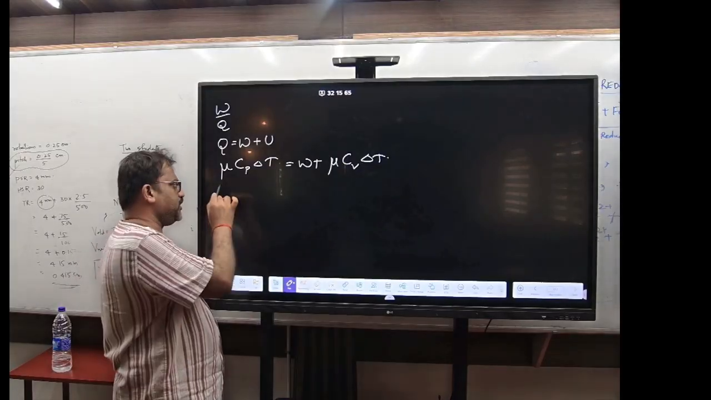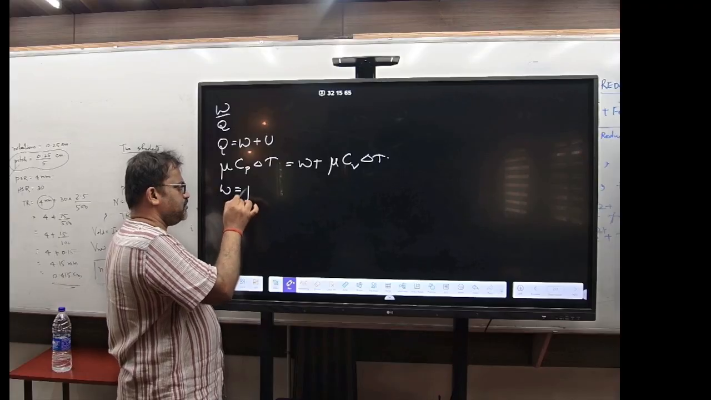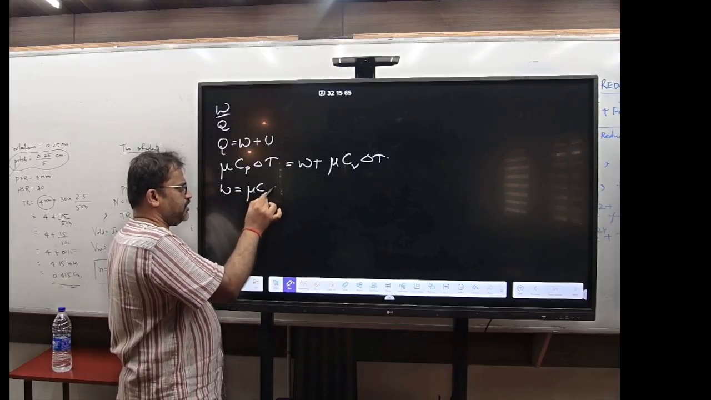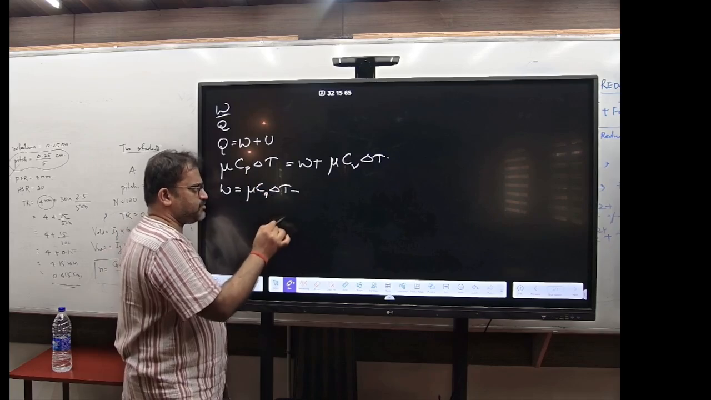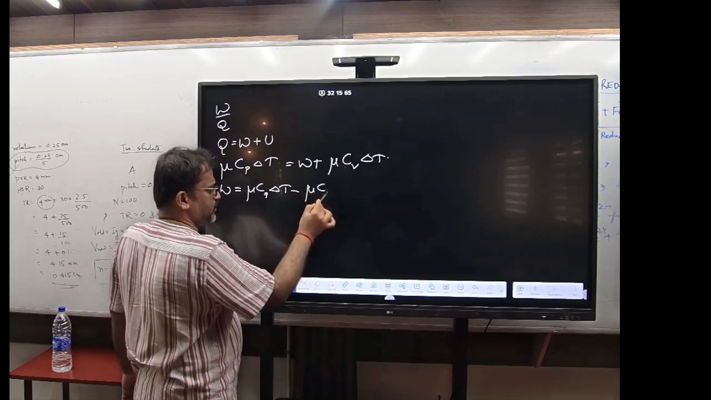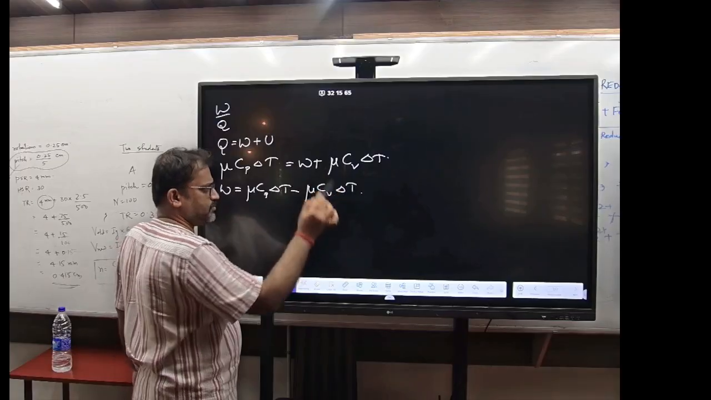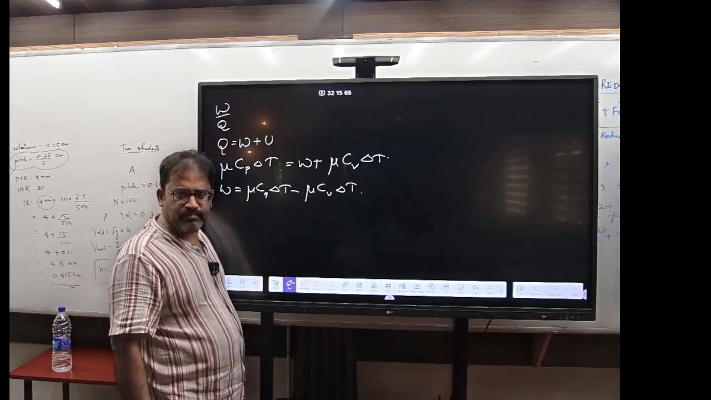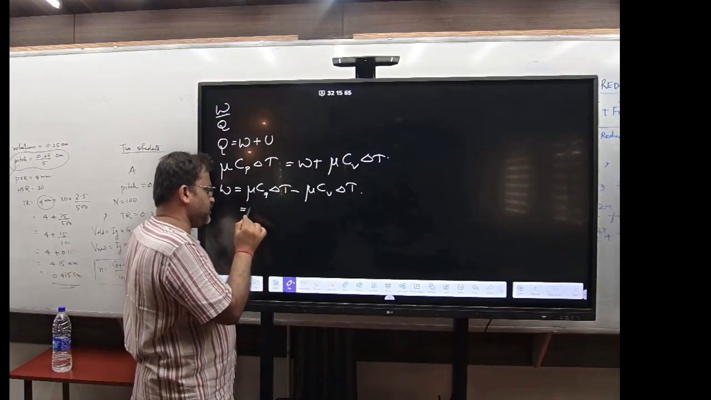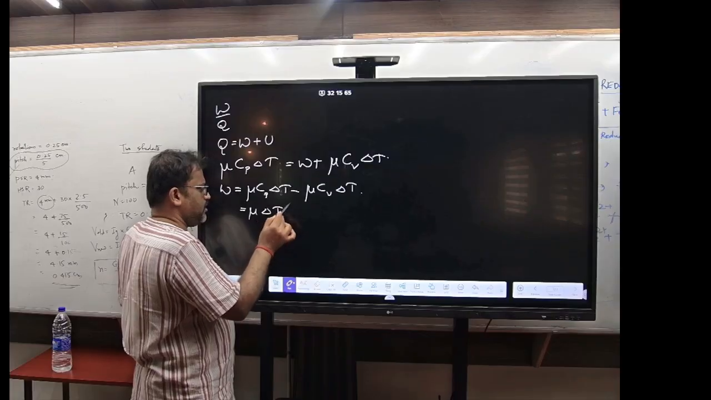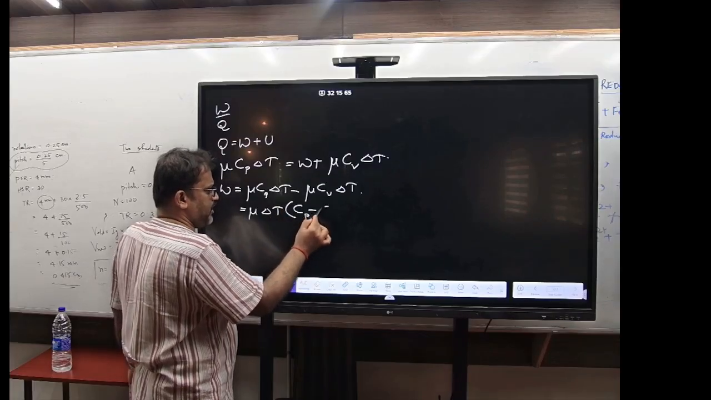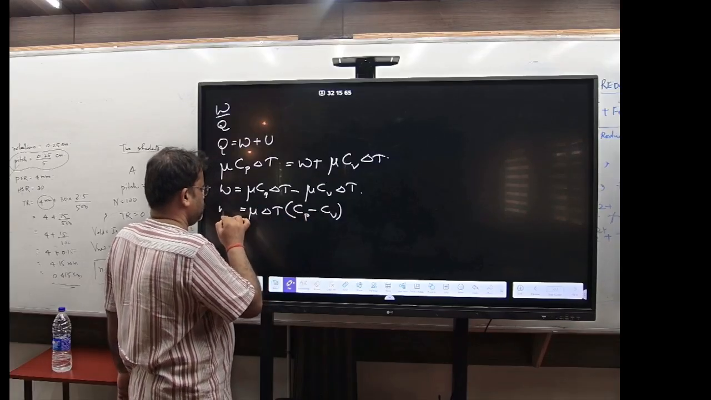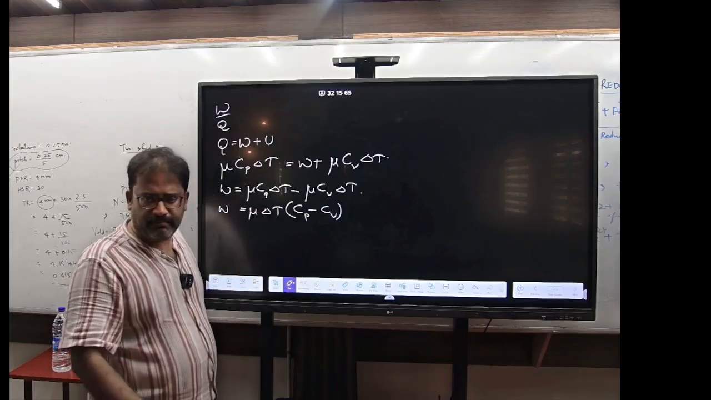Now what is the work done? The work done is mu Cp delta T minus mu Cv delta T. Can I take anything common in this? Mu delta T can be taken common. In the bracket, Cp minus Cv. So this is the work done.